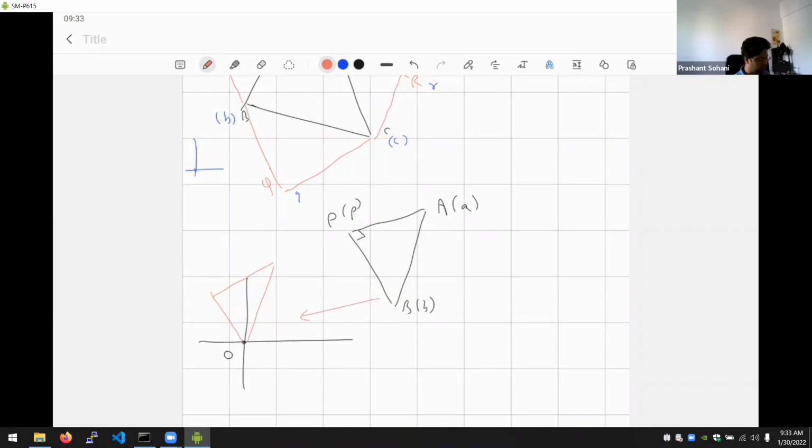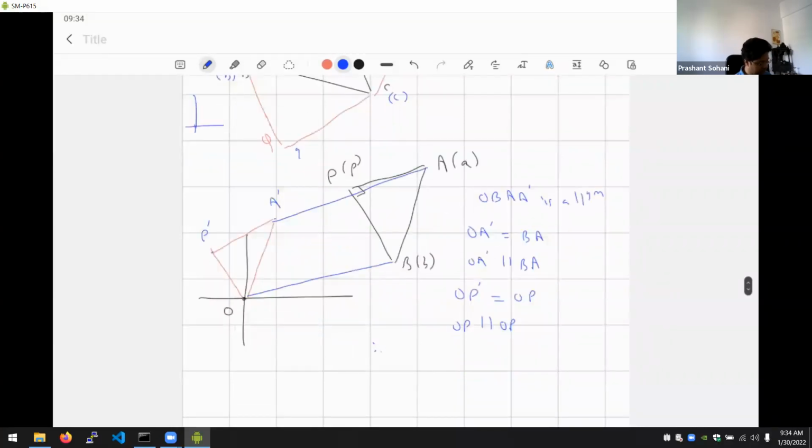In order to do that shift, this is where the geometric interpretation starts to help you. Similarly, OP dash will be equal and parallel to OP. Therefore, we can say that this triangle OP dash A dash is also an isosceles right angle triangle.